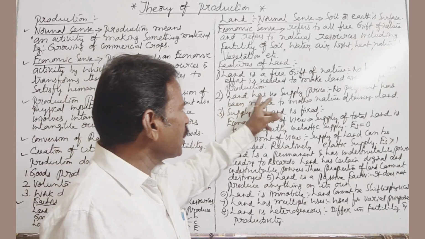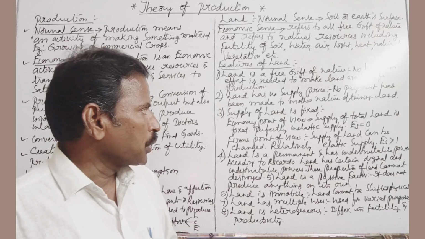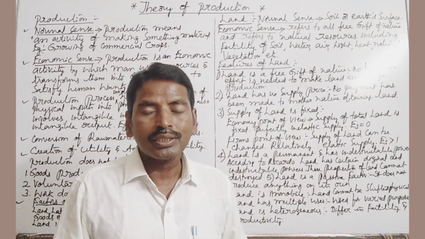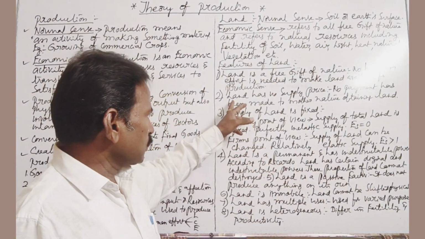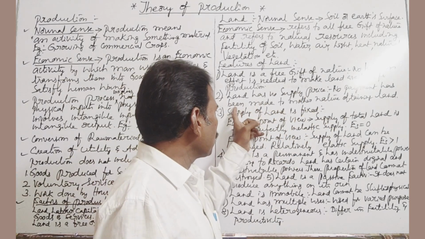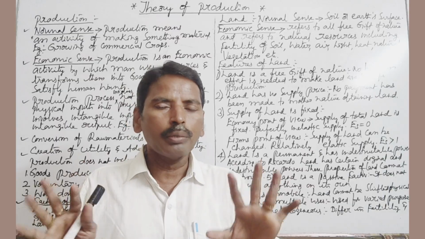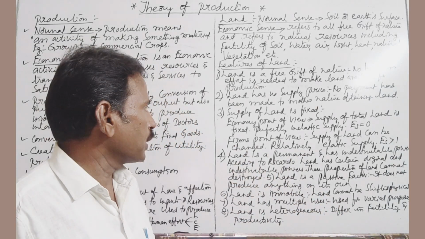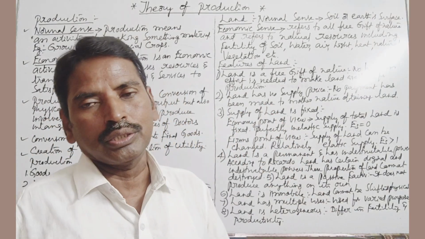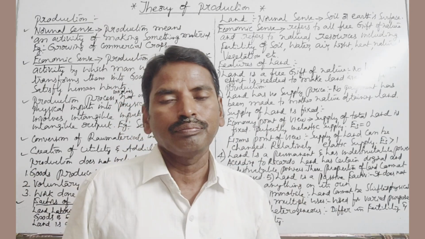Second one is land has no supply price. No payment has been made to Mother Nature for obtaining land. Supply of land is fixed. So, land has no supply price. That is called land has no supply price. Man cannot increase or decrease the supply of land.